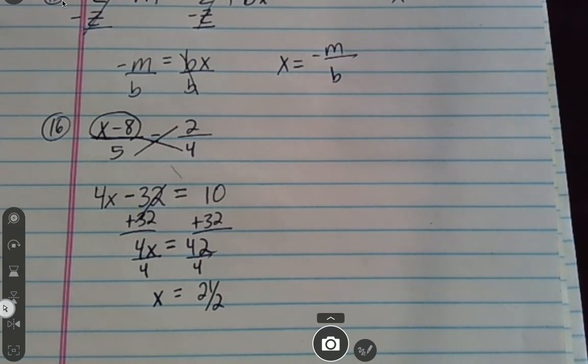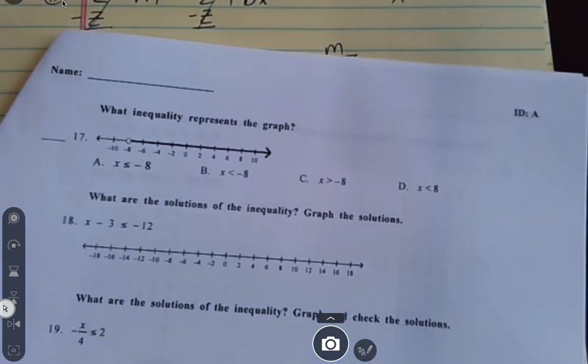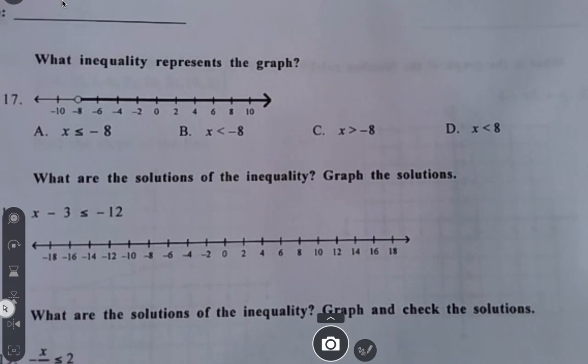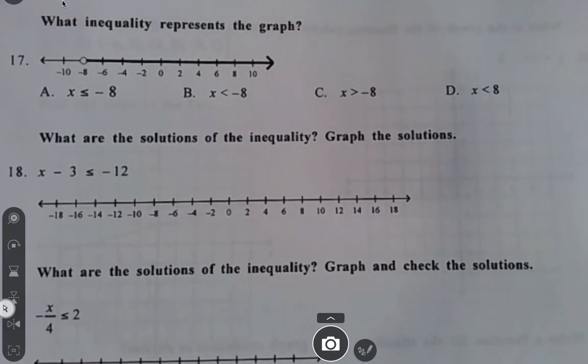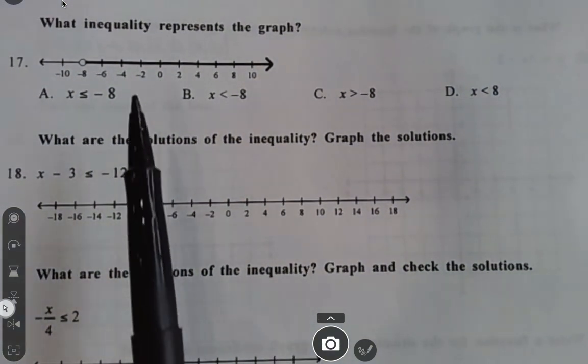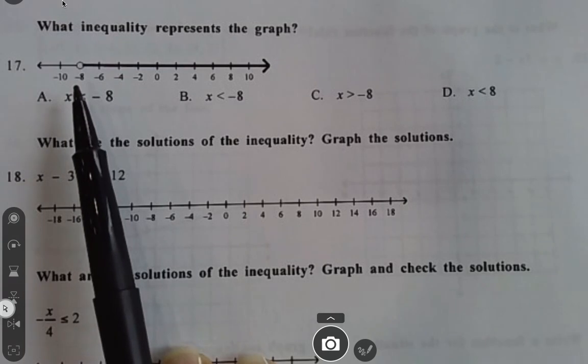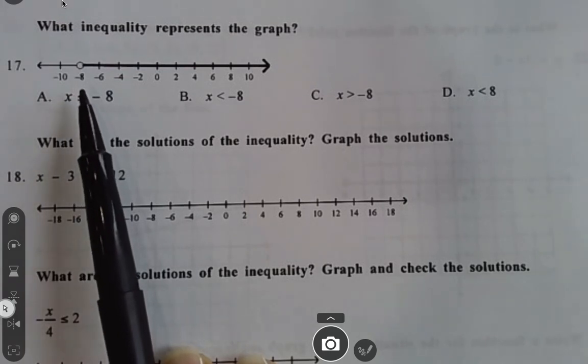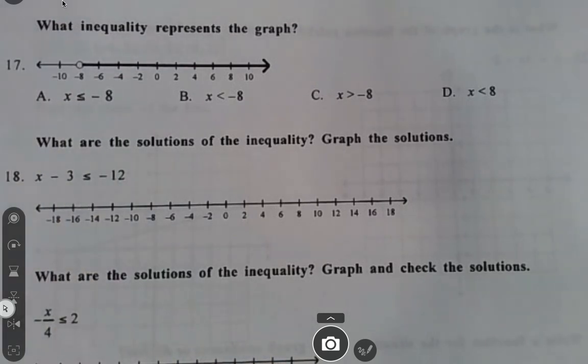All right, are we ready to keep going? I'm going to put 17 up here because it's easier to look at the graph. So on 17, the number that we're looking at is negative 8. Are we equal to negative 8? No, we're not, because it's an open circle. So I know that it's not going to be this one. It's not equal to negative 8. And it's not this one because that's not even a negative 8.